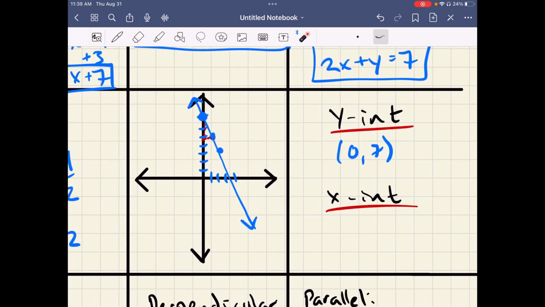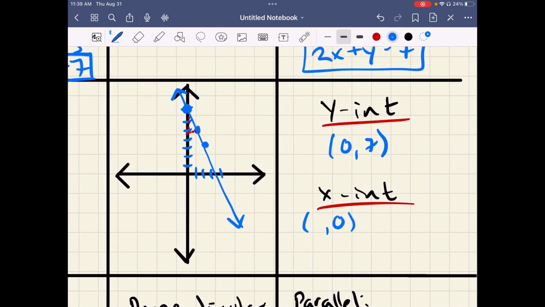Now, the x-intercept's not tricky, but a little different, right? So if I know in my y-intercept the x is 0, what do you know about the x-intercept? And that is that the y is 0. So I'm going to take the original slope-intercept form, and I'm just going to plug in the 0 right there for that y. So what you get is 0 equals -2x plus 7.